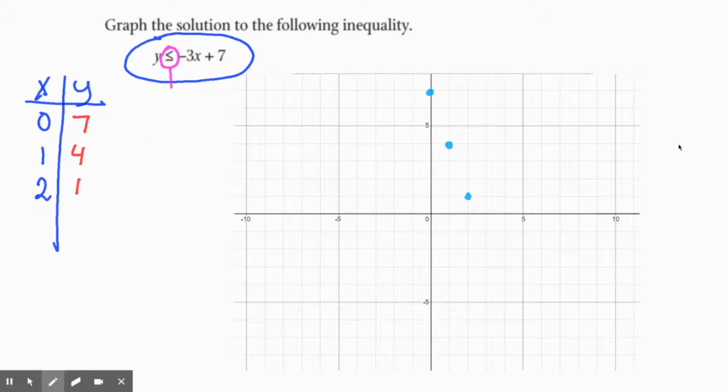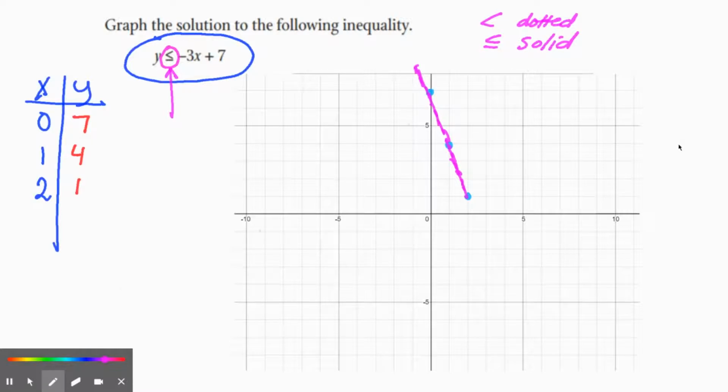The next thing you want to look at is whether this says less than, or less than or equal to. If it is just less than, that means it's not going to include these points, and therefore it's going to be a dotted or dashed line. However, this one says less than or equal to, so it could include these points. So this should be a solid line. Sometimes when I'm doing a lot of these problems, I will write a little note to myself that less than or greater than without the equal to symbol is a dotted or dashed line.